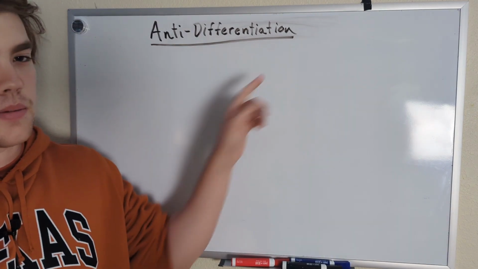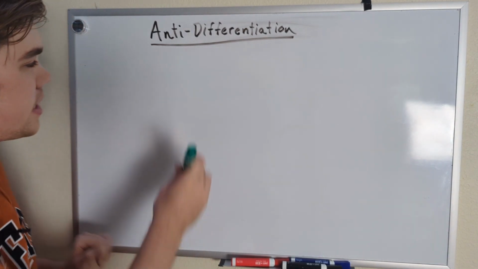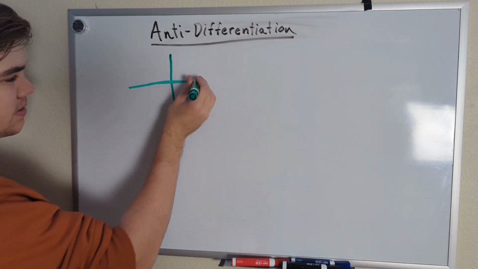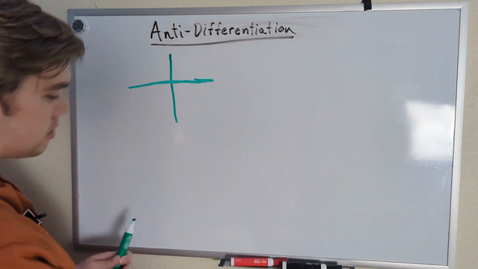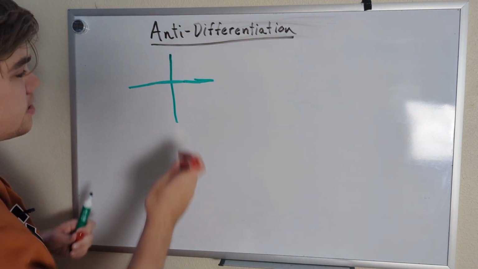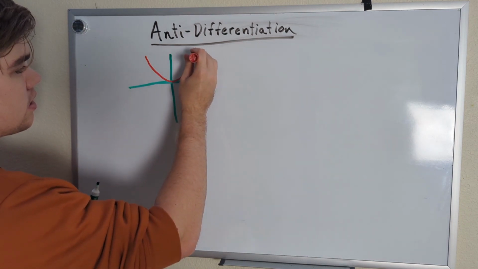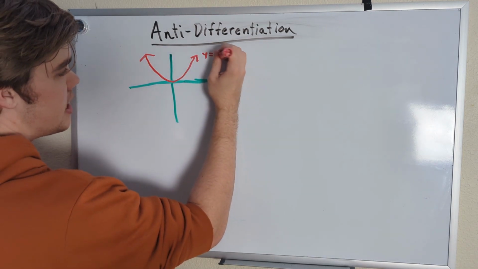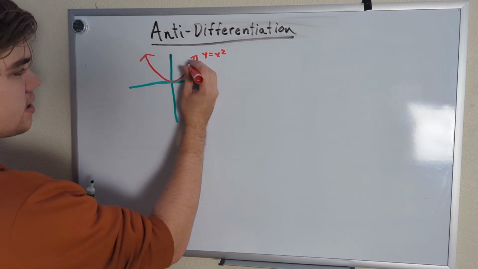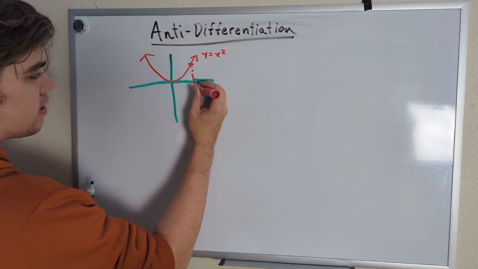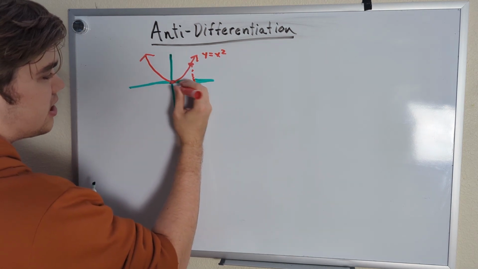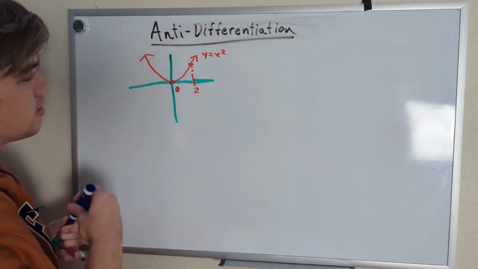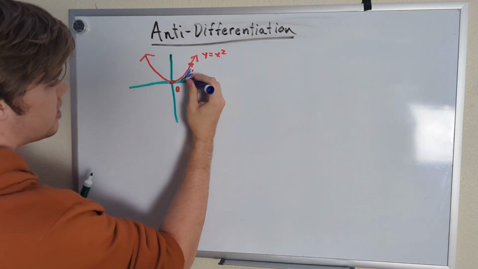The one really cool thing about antidifferentiation is this. Let's say we had a graph, something like the x squared graph, that positive parabola we've seen since algebra. Let's draw it in red. We have the positive upward-facing parabola of y equals x squared. What if I wanted to find the area under the curve? Let's say the area under the curve between 0 and 2. Let's shade this area in with blue. What if I wanted to find this area?